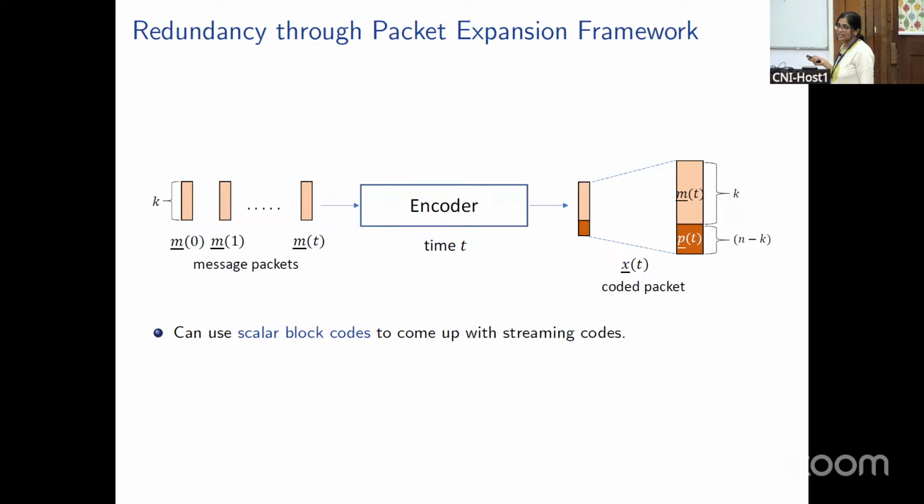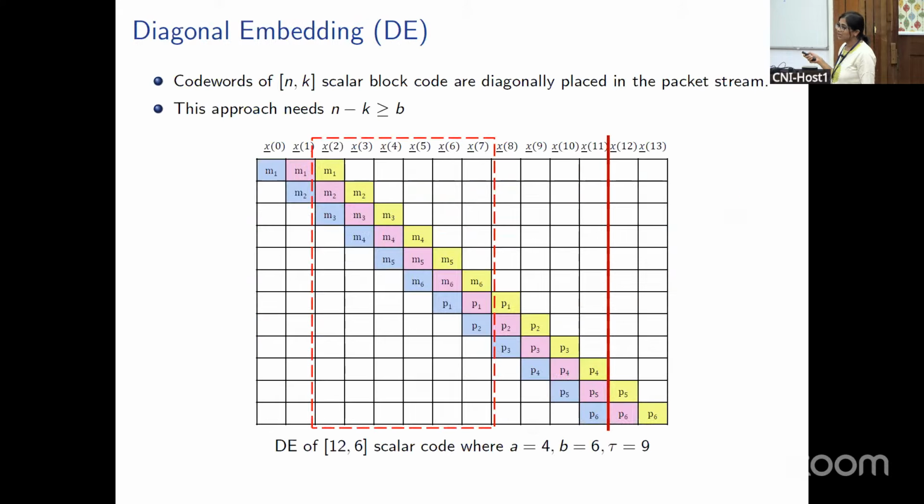So this looks like a convolutional code setting by just staring at it. But what you can see is that one can use scalar block codes to come up with these sort of streaming codes, even for the packet expansion framework. So this is done by using something called the diagonal embedding framework, where you can think of each of these columns as packets. So x0 is the 0th packet, and the first packet, and so on and so forth. And each of the symbols in the same color correspond to a code word. Okay, you can think of it as a scalar block code.